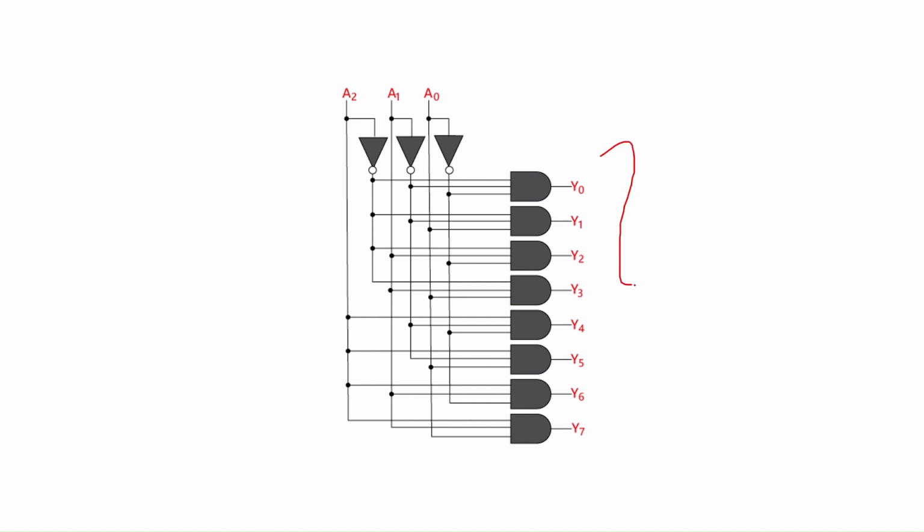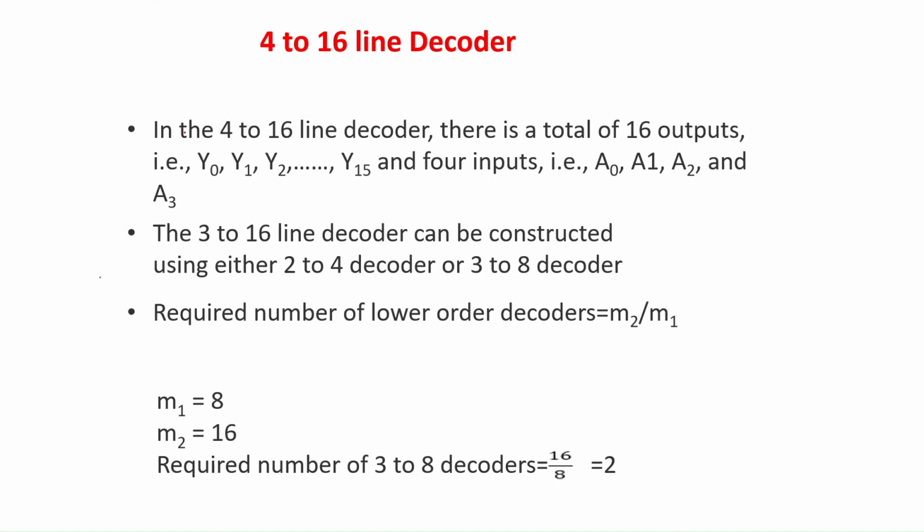3 inputs a0, a1 and a2. Using AND gates, we perform the AND operation and generate the 8 output lines, y0 to y7. This is all about the 3 to 8 line decoder. Now we are going to develop the 4 to 16 line decoder. For the 4 to 16 line decoder, there are 16 outputs, y0 to y15, and 4 inputs, a0, a1, a2 and a3.